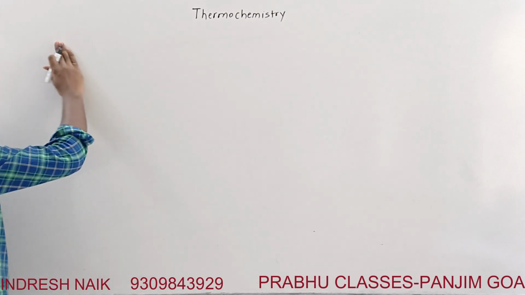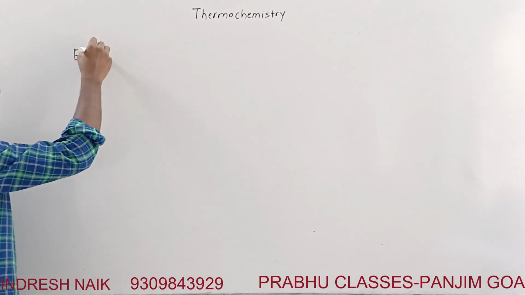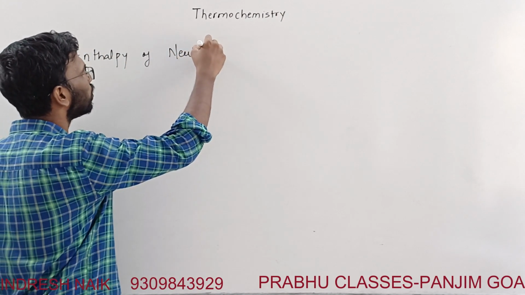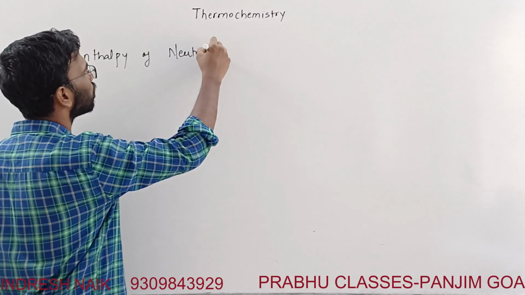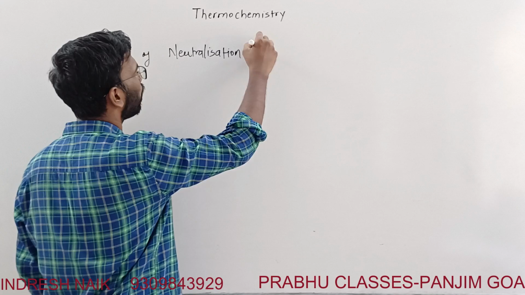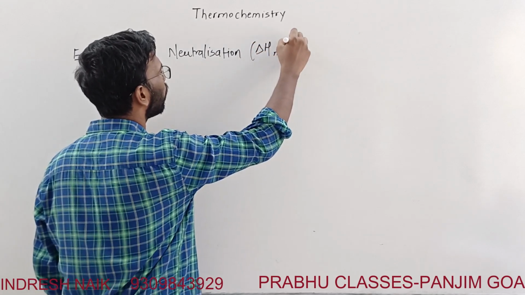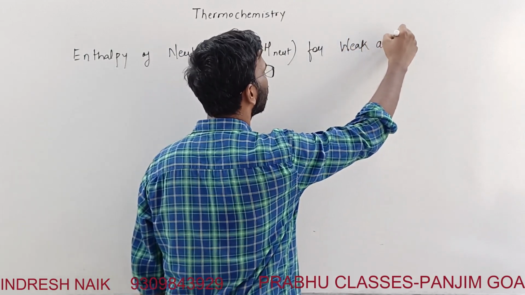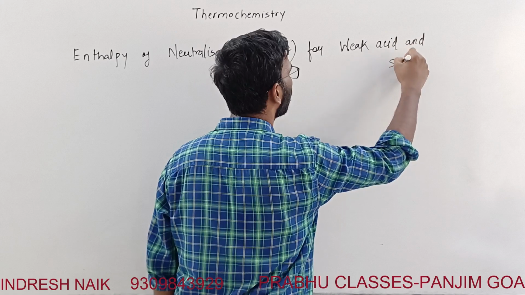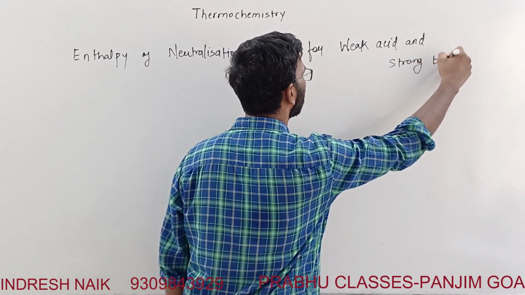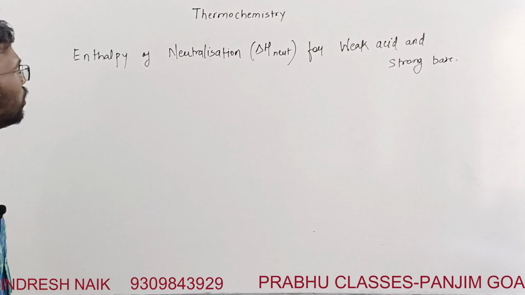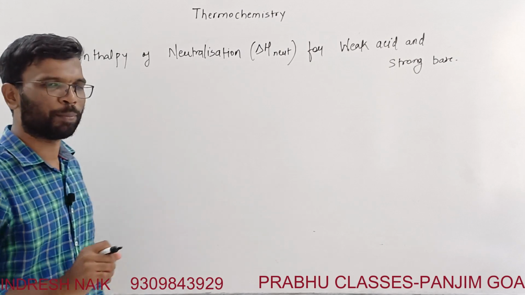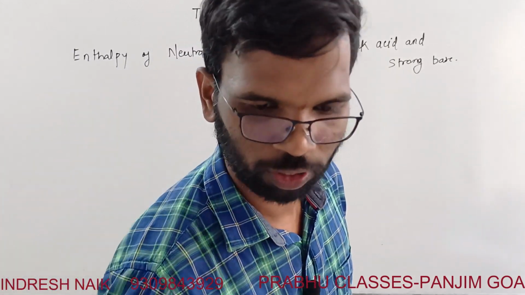Next is enthalpy of neutralization. Delta H neutralization for weak acid and strong base. Okay, enthalpy of neutralization for weak acid and strong base. Let's take one example of a weak acid. You suggest me one example of the weak acid.